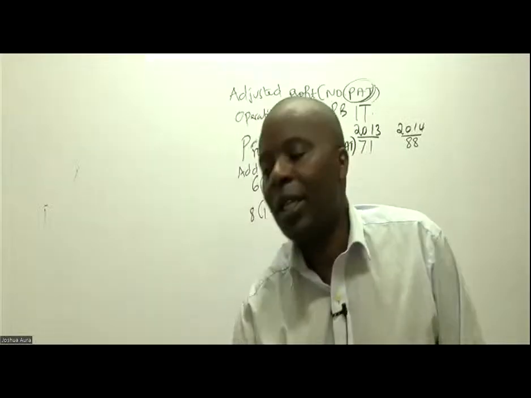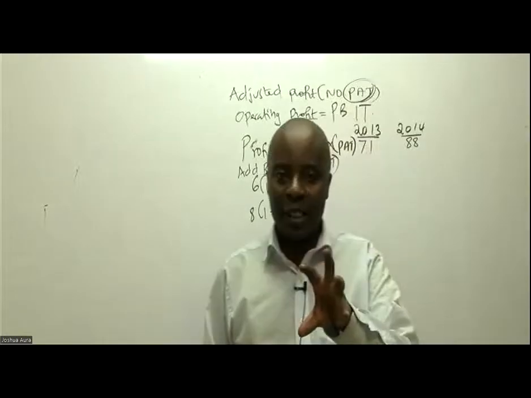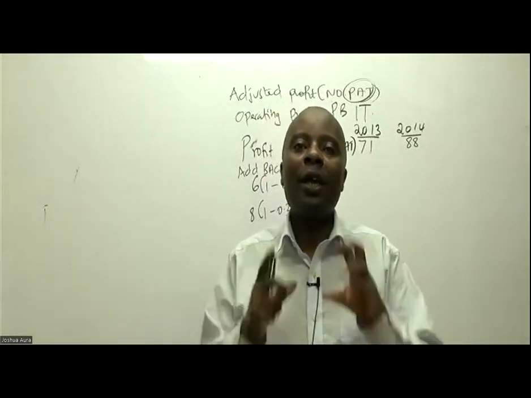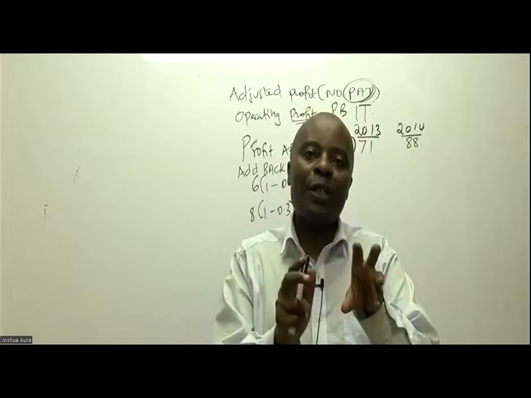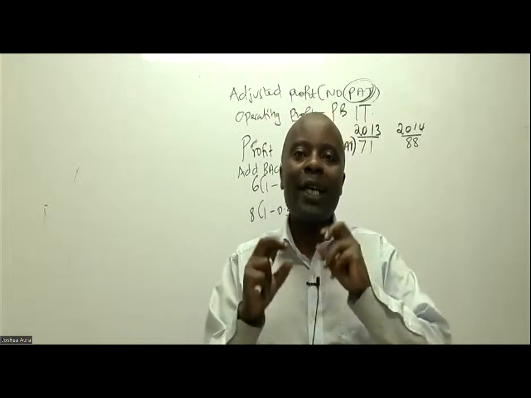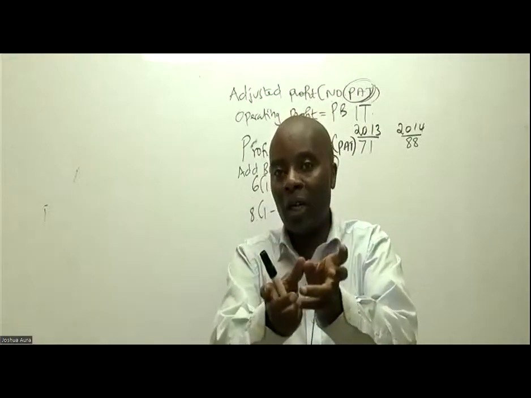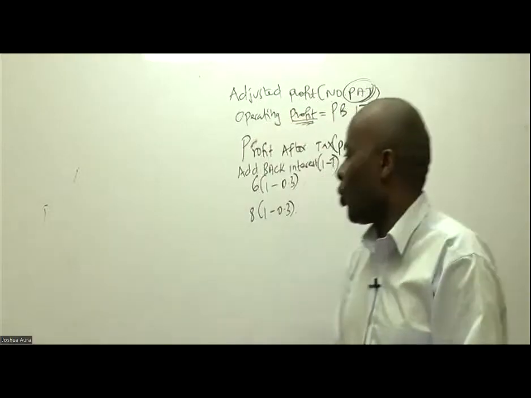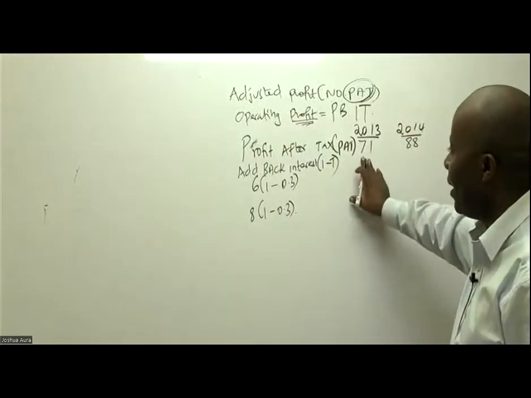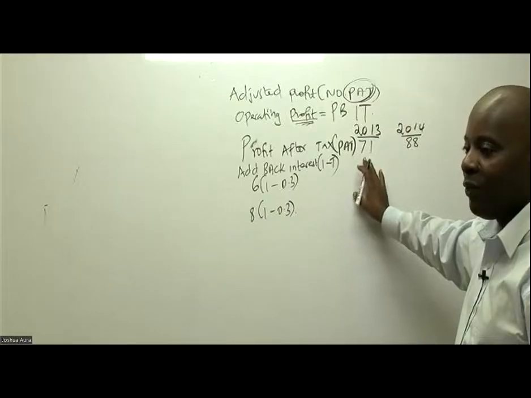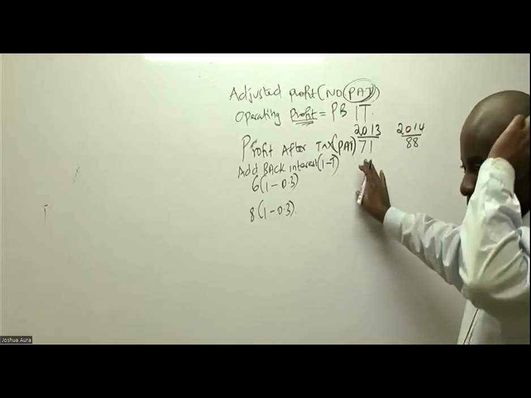So the most important thing, ladies and gentlemen, is for us to appreciate that when we are adding back interest for purposes of getting operating profit, that is profit before interest and tax, that interest has to be net of tax. So could you kindly give me these figures?